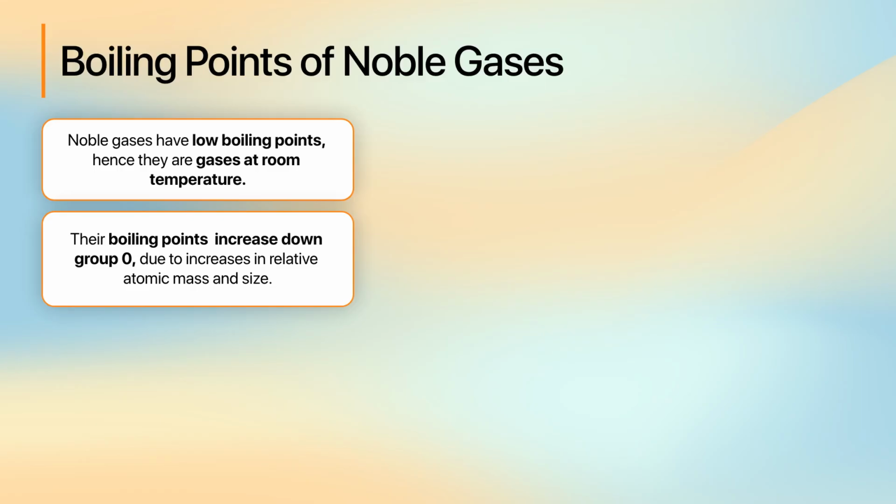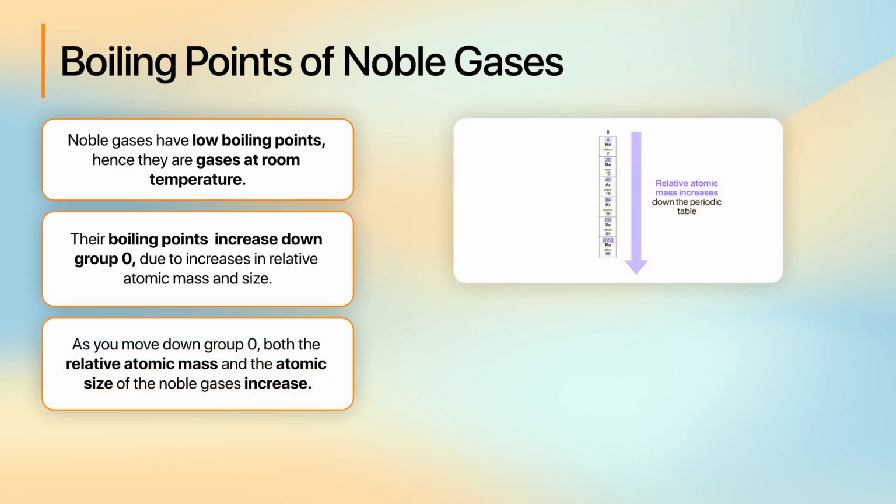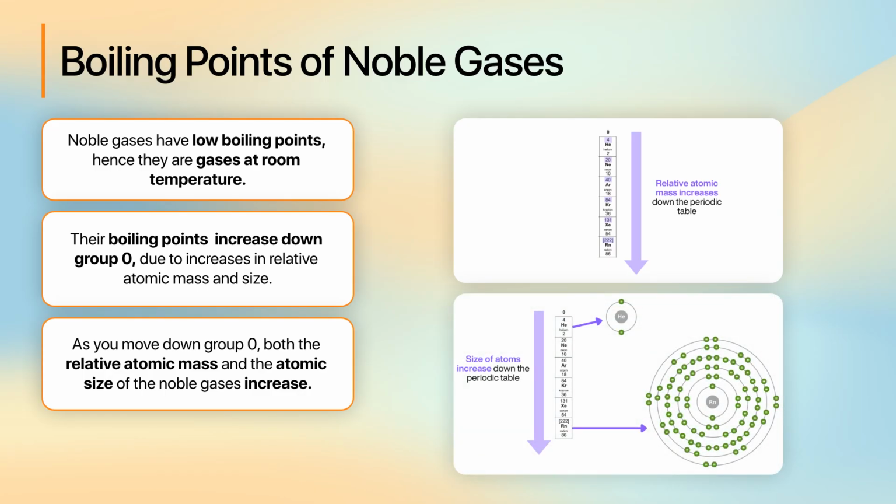Let's consider why their boiling points may increase down the periodic table. Building on the previous point, the difference in boiling point of noble gases is due to their relative atomic mass and atomic size. As you move down the group, the relative atomic mass of the noble gases increases. For example, helium at the top has a much smaller relative atomic mass compared to radon at the bottom. Along with the increase in atomic mass, the size of the atoms also increases. This is because more electron shells are added as you go down the group, making the atoms larger.